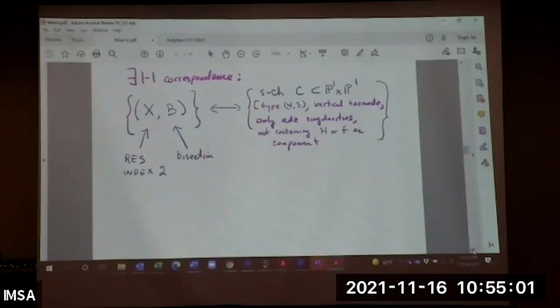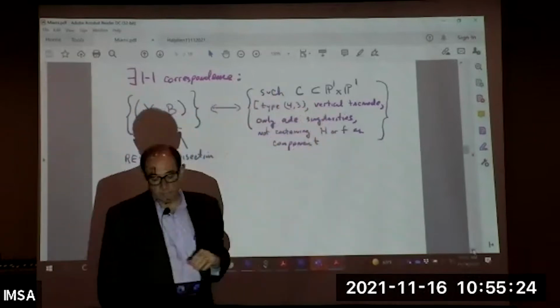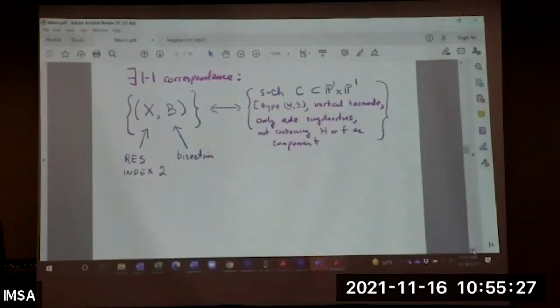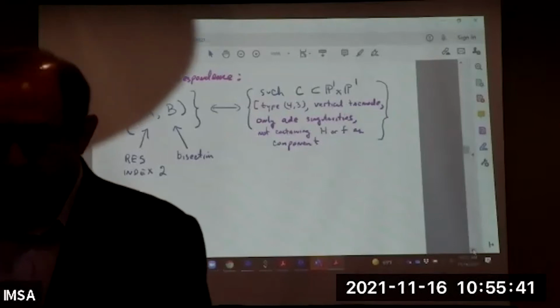node, etc. Having only mild rational double point singularities otherwise, and it shouldn't contain H, because that would spoil the existence of a bisection. It shouldn't contain the fiber because that would also spoil it. So you see that we've reduced our moduli problem to a moduli problem of curves on P1 cross P1 with a set of open conditions. Okay, so you can't have two singularities, can't be too bad, and certain coefficients can't vanish, otherwise it would contain those two curves as components.